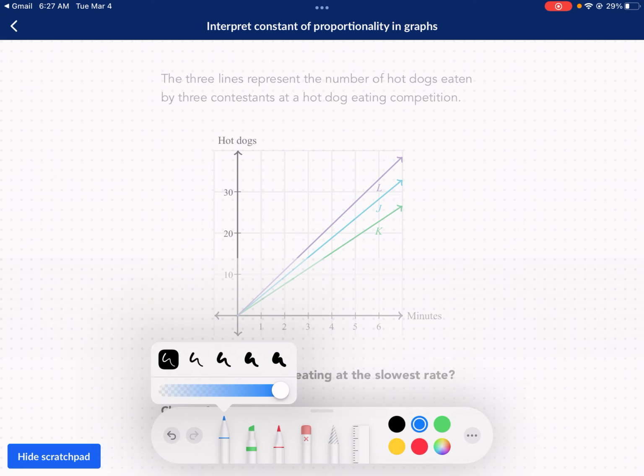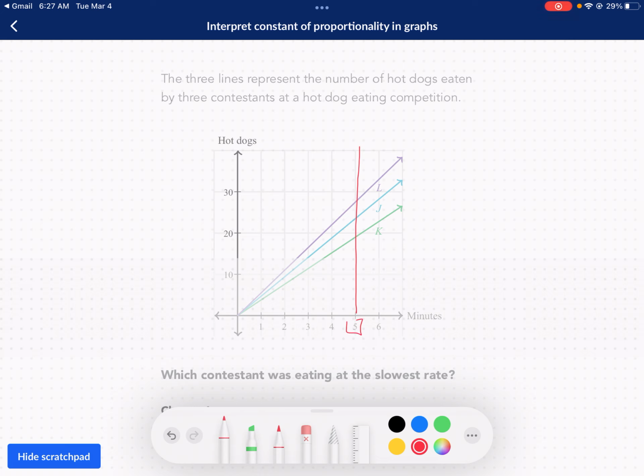If you're looking here, let's just choose a certain time, 5 minutes. You can choose anything, it doesn't matter, but 5 minutes. Take a look. All right, K has eaten, if we follow this over at 5 minutes, somewhere around 18. Let me just change the color here to green. K has done it in 18, let's call it.